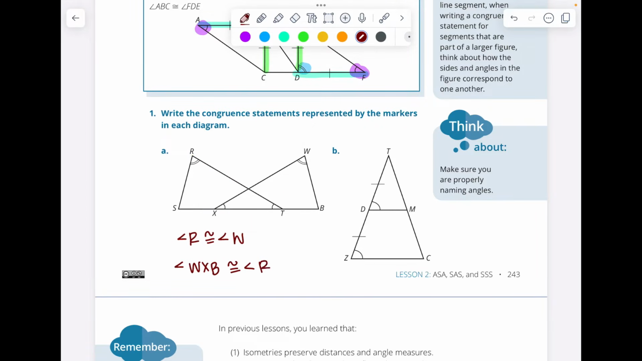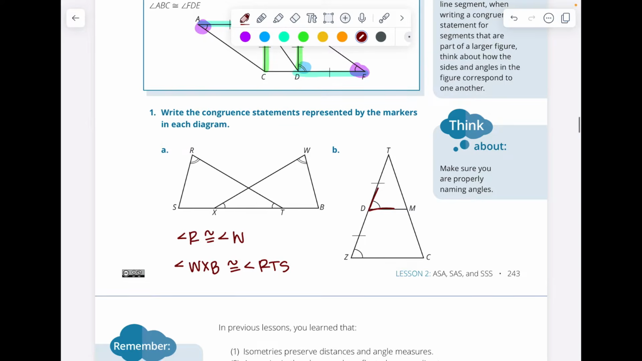RTS. And I wanted to use 3 letters for these two angles because angle X could refer to this angle or this angle, so we want to be as specific as possible. And then for letter B, we have angle TDM. I'm using 3 letters again because it could be this angle or this angle, so we want to be specific. Angle DZC. And I forgot I need to use the little arc mark so nobody thinks this is a less than symbol.